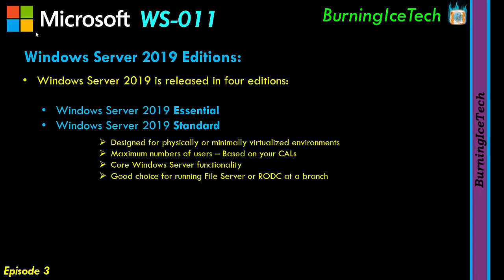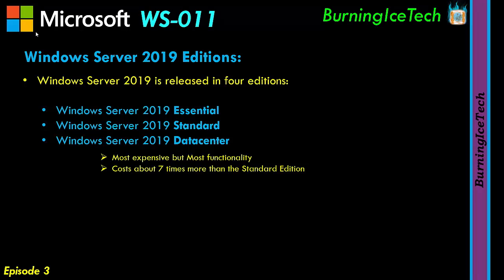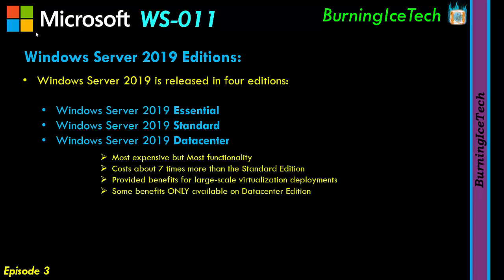Now the third server edition on the list is this bad boy, Data Center Edition. This is the most expensive one out of the bunch, but obviously also has the most functionality out of the bunch. The last time I checked, the Data Center Edition costs about roughly 7 times more than the Standard Edition. That's just nuts, right? This Data Center Edition provides benefits for large-scale virtualization deployments. There's obviously some features available which are only available on the Data Center Edition. I mean, obviously, if you pay more, you get more. It's one of those old sayings in life, you get what you pay for.